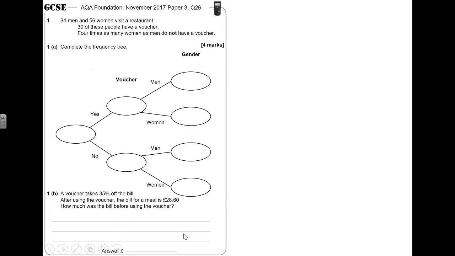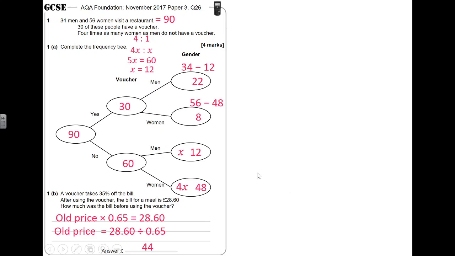One more for you to have a go at, please. Could you pause the video here, have a go at working it out, and then press play when you're ready to work through the answers. Let's have a look at the solution for this one then.